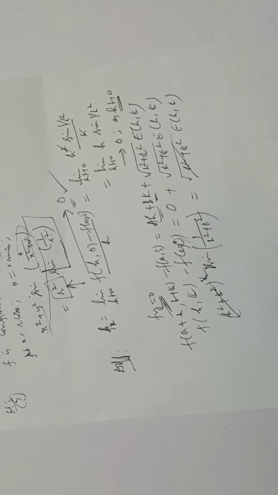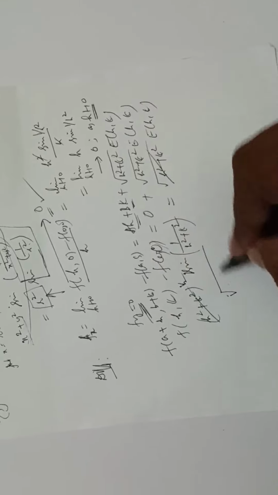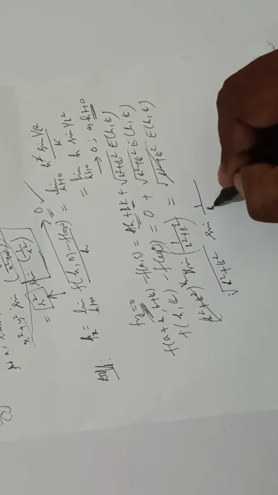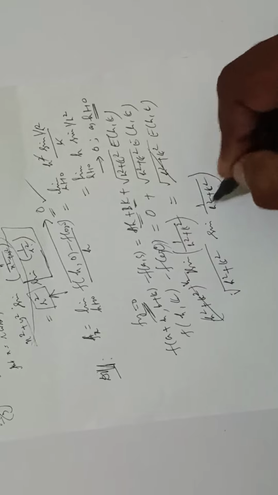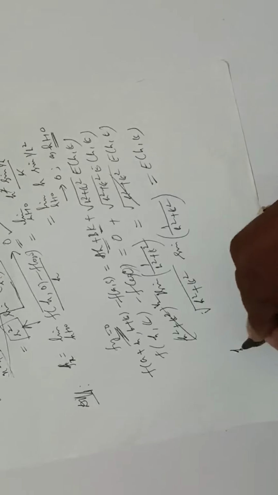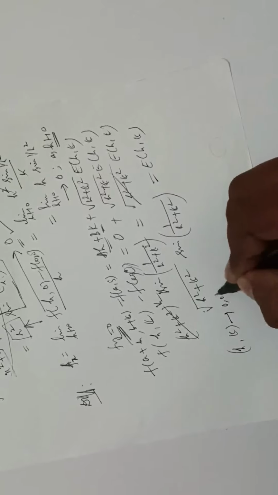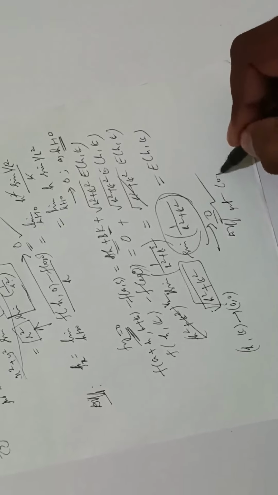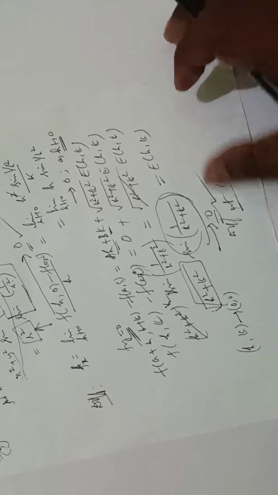So I have square root of h square plus k square sin of 1 by h square plus k square, and as h comma k tends to 0, this will tend to 0 and this is bounded, so this will tend to 0. So the error function will tend to 0. So the function is differentiable at 0 comma 0. Idea is clear?